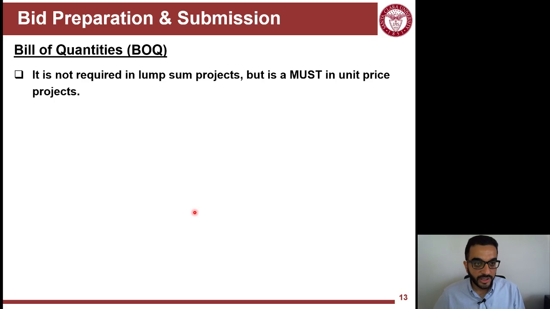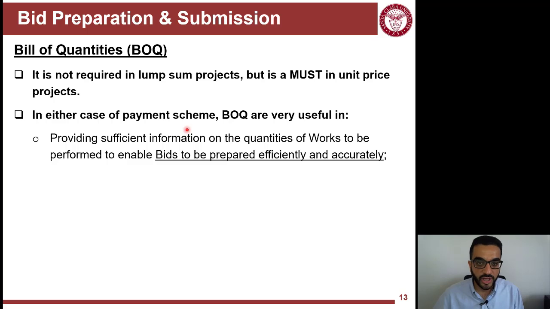Part of the bid package is also the bill of quantities. It's not a required thing for lump sum projects, but of course it is required for unit price projects, because you need to list the unit prices for each one of the items in this bill of quantities. But still, it's a good practice to have it for lump sum projects. And why is that? Because it forms your payment scheme. It gives an idea of how you're going to be asking for payments if you are a contractor.